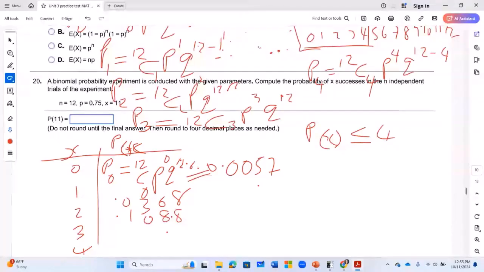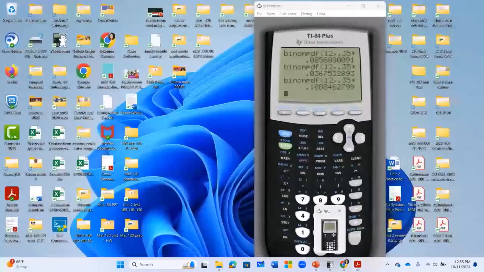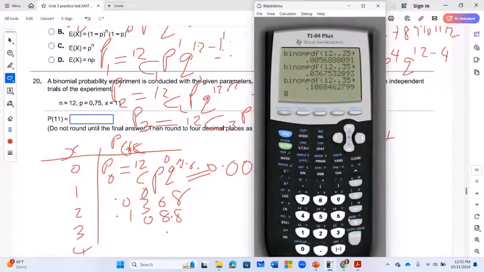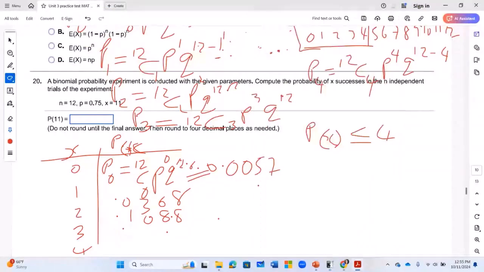Then I'm going to do P3. And if I arrow down, I will now put 3 where this is, and I hit enter. So 0.1954. And then I'll do the fourth one.